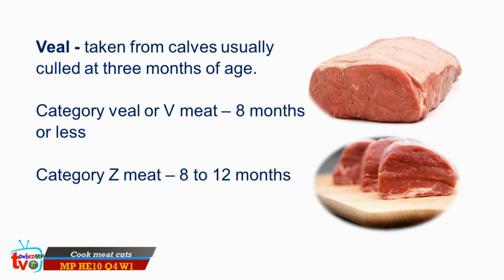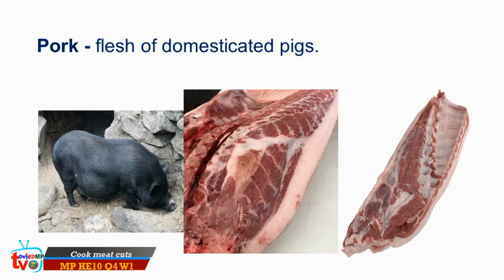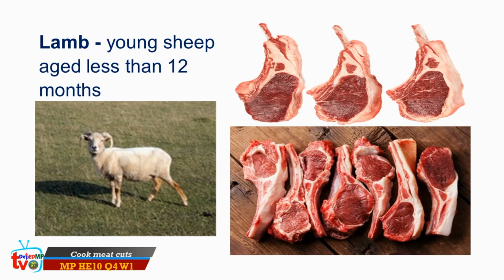Meat can only be labeled veal or category V meat if the cow was aged 8 months or less at the time of slaughter. It is category D meat if the cow is 8 to 12 months of age at the time of slaughter. Pork is the flesh of domesticated pigs. And lamb, these are taken from young sheep aged less than 12 months. As sheep age, their meat becomes tougher. The flesh color from lamb is quite pink and deepens to red with age.